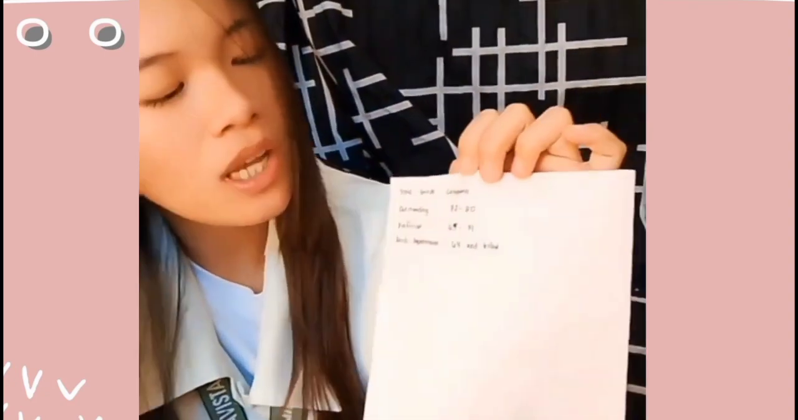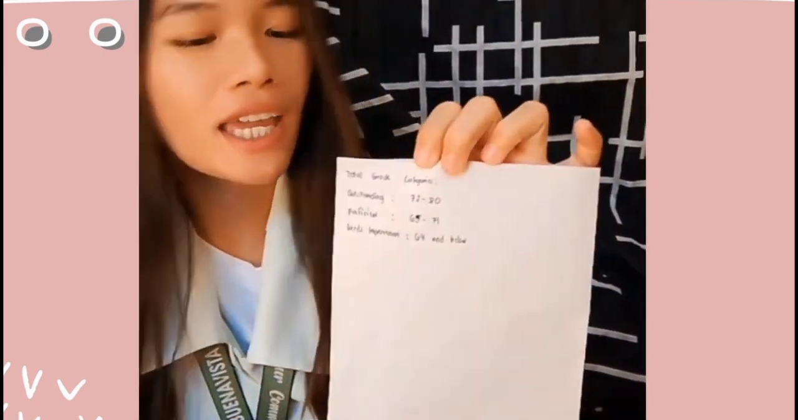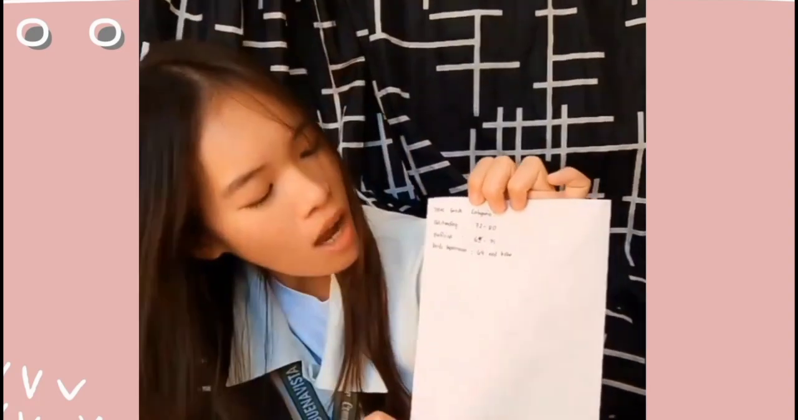After you tally their scores, you will be categorizing the total grade that each group obtained. First, if the group obtained the total score of 72 to 80, they are categorized in the outstanding level. Next, if the group obtained a final grade of 65 to 71, the group belongs to the proficient level. And if the group obtained a total grade of 64 and below, this group needs further improvement. After categorizing the scores of each group, you'll share the scores they have obtained.